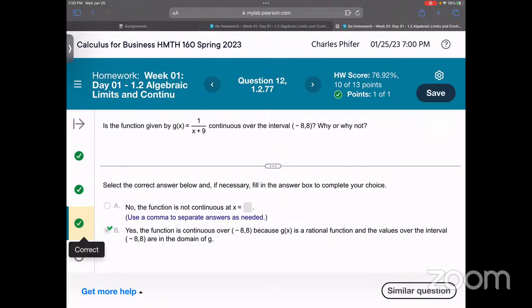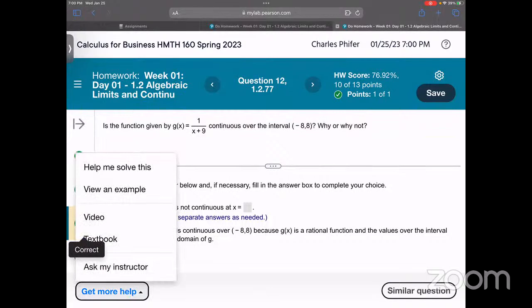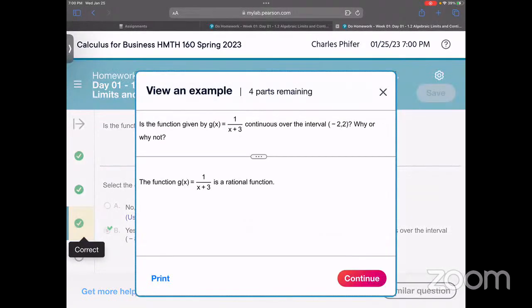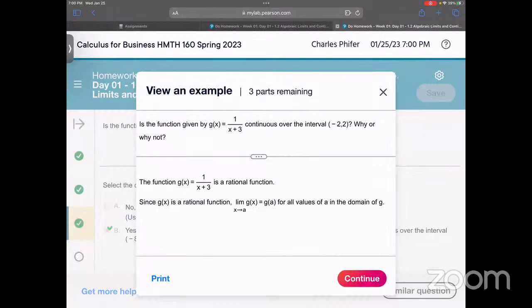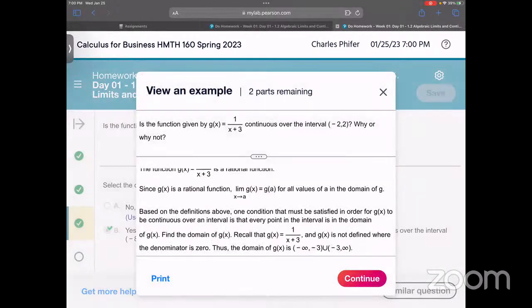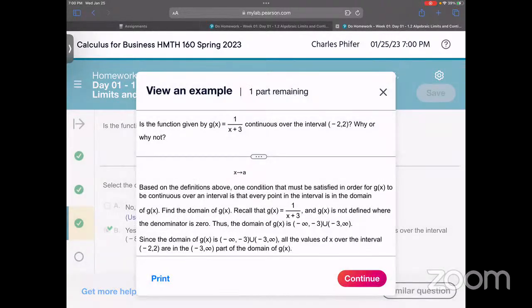You could also click on get more help and view an example. To view an example, it'll give you the backstory and an explanation, all right? So this function is a rational function. Since G is a rational function, the limit as x approaches A is going to be equal to G of A for all values of A in the domain of G, right? So the only one that they had to throw out in their case was -3. Notice that -3 is not in the given open interval, right?